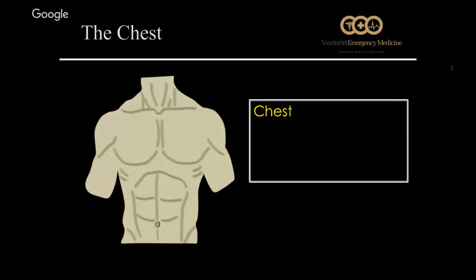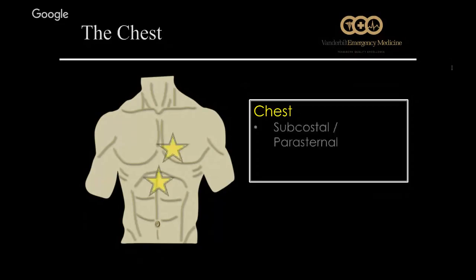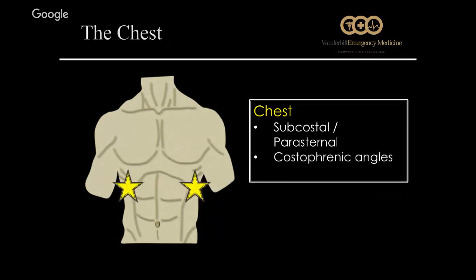Now we're going to move up to the chest and look for hemothorax and pneumothorax. And then we're also going to look subcostal for hemopericardium. And then looking in the costophrenic angles for hemothorax.